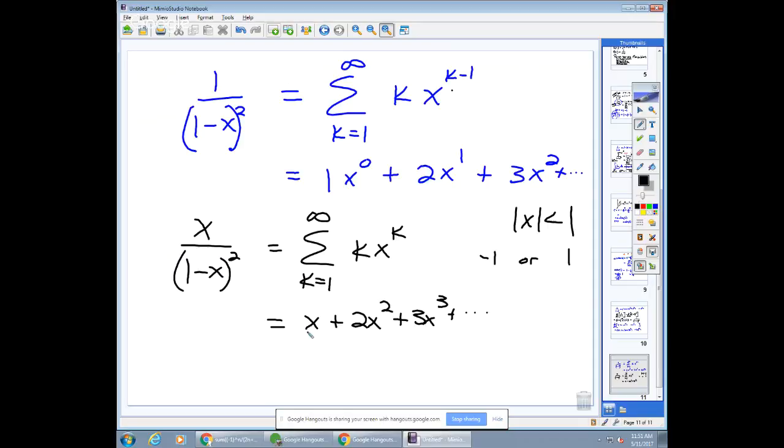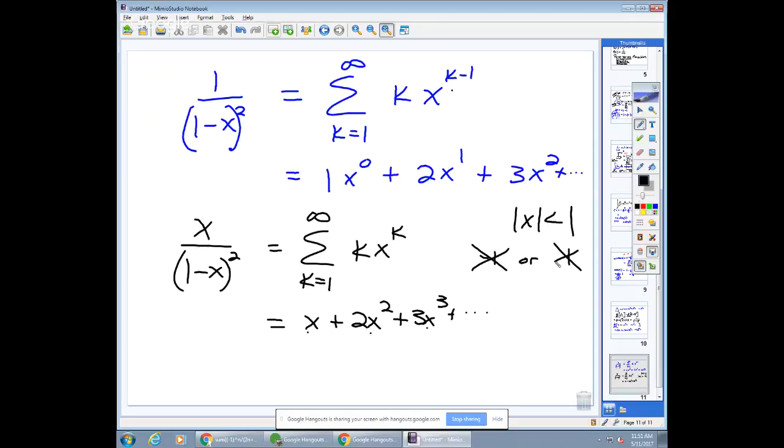If I plug in 1 here, I get 1 plus 2 plus 3 plus 4. It still diverges. If I plug in a negative 1, then I'll get negative 1 plus 2 minus 3. We did that the other day for a different series. That didn't turn out so well either. So it diverges at both endpoints still, but you never know until you check.